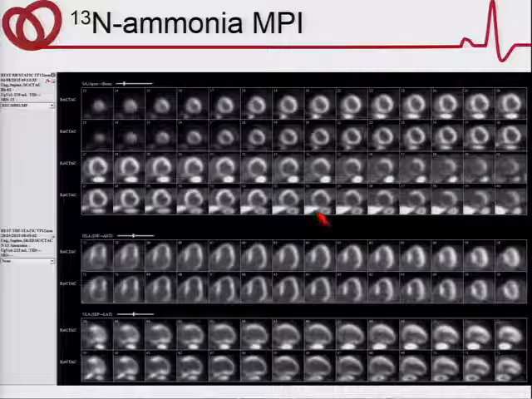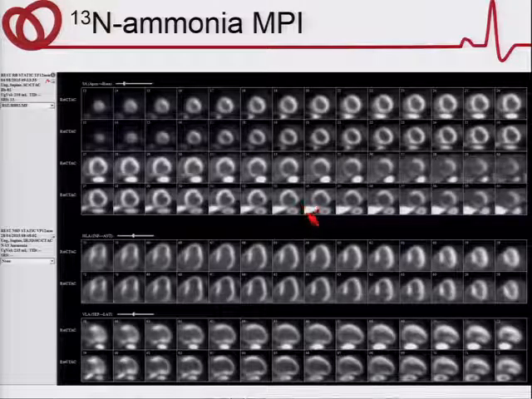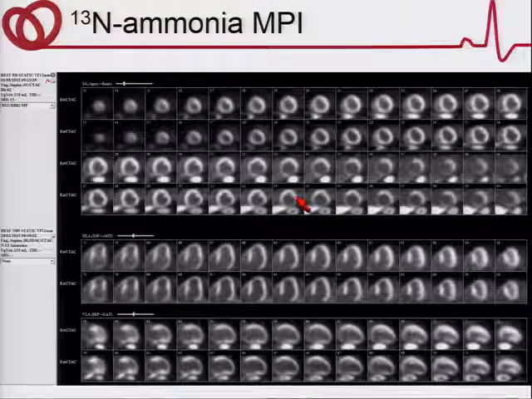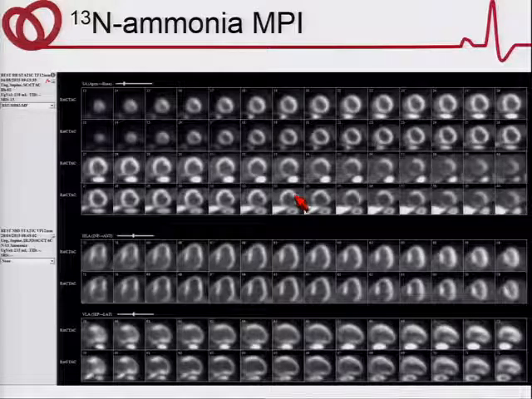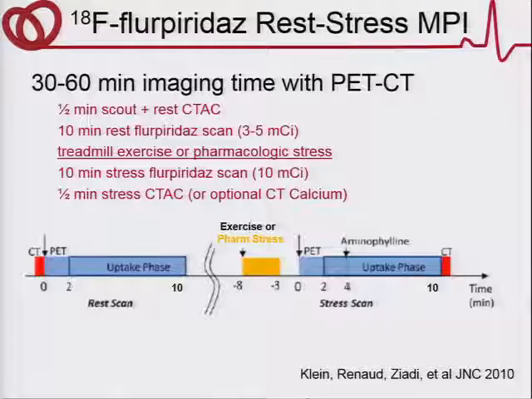The background organ or adjacent organ uptake is a little bit different for ammonia compared to rubidium. Rubidium, we can have focal uptake in the stomach walls, which you can also see with ammonia. Ammonia can have quite intense uptake in the liver, which in some cases can mask inferior wall defects. Ammonia also has a normal variant reduction in the lateral wall in some normal subjects, which can make interpretation of lateral wall disease or ischemia a little bit more complicated. Again, blood flow imaging helps to clarify that.